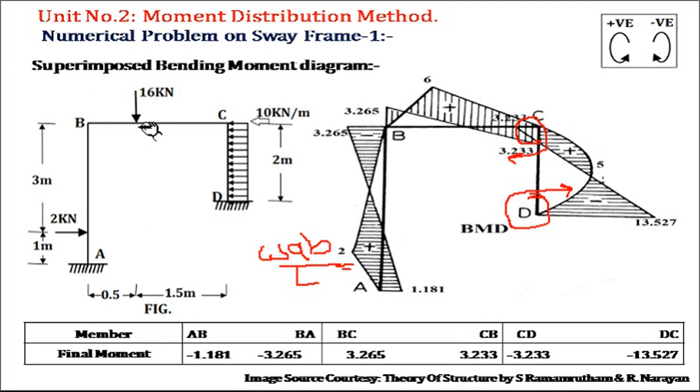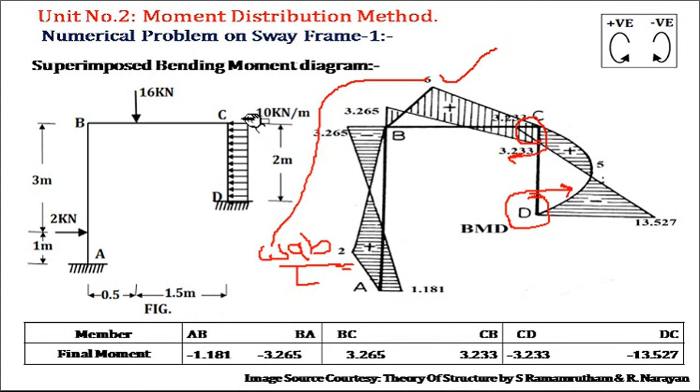Now here again the same formula is applicable, that is WAB upon L. The value of W is 16, A is 0.5, B is 1.5, divided by the length of member, that is 2. So we get the value as 6. Joined by a straight line.